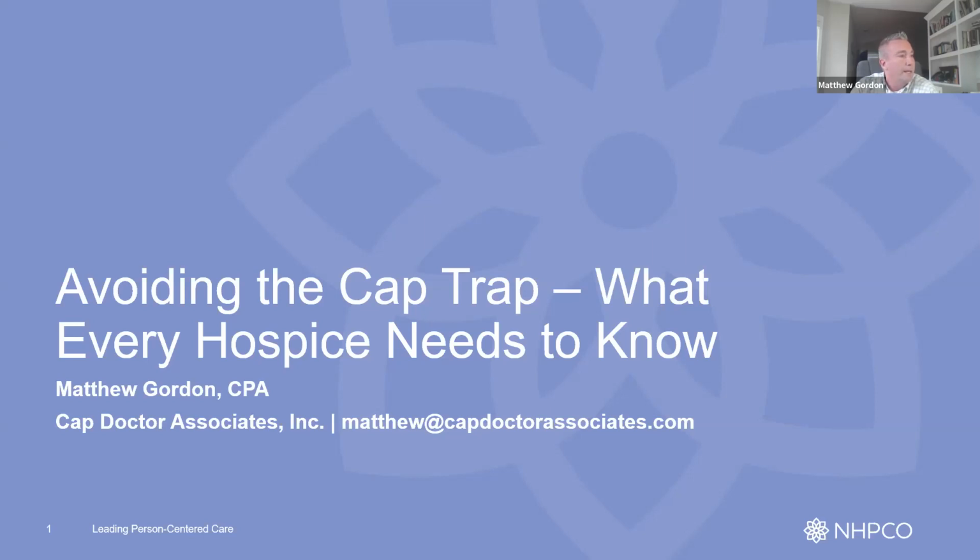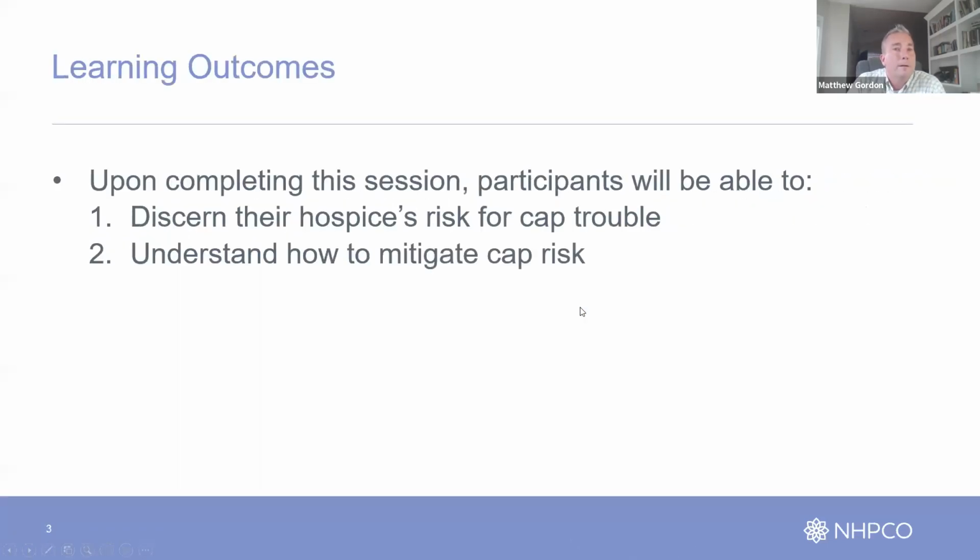If we go to slide 3, learning outcomes. Upon completing this session, what are our goals here? Number 1, how do you discern your risk as a hospice for CAP trouble? We're going to talk about some easy ways and metrics you can use to figure out what your risk is. And then if you do have risk, number 2 would be to understand how you get out of that risk. What adjustments do you make to fix it?